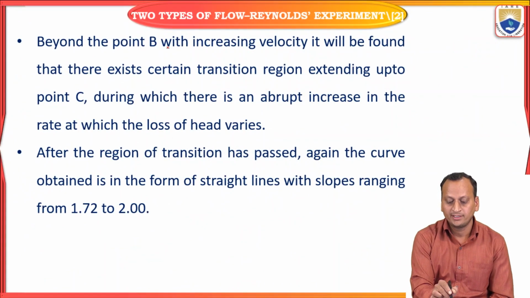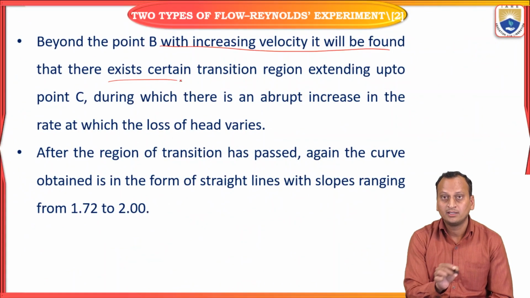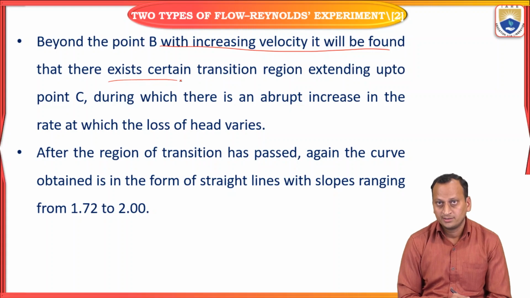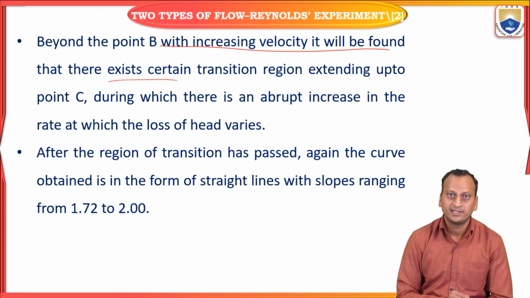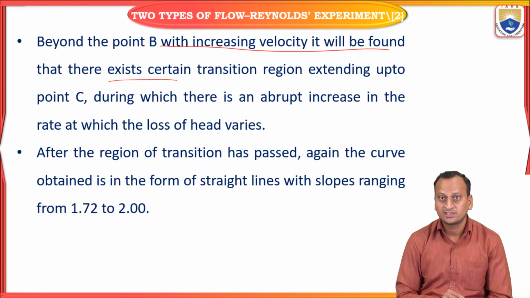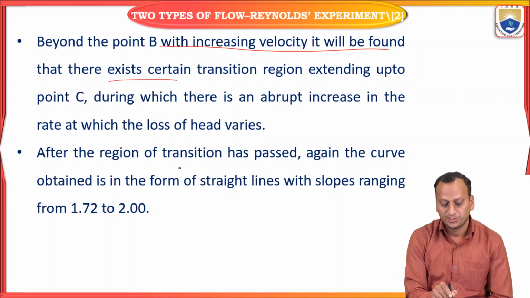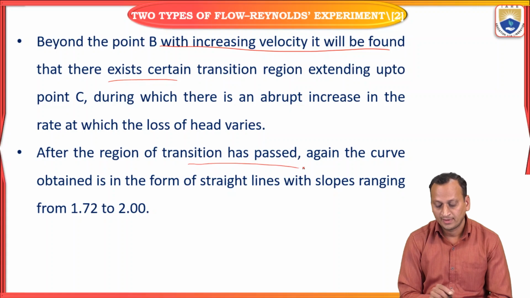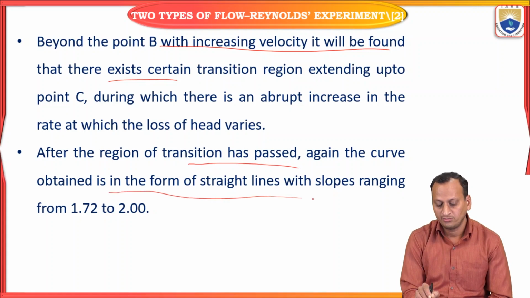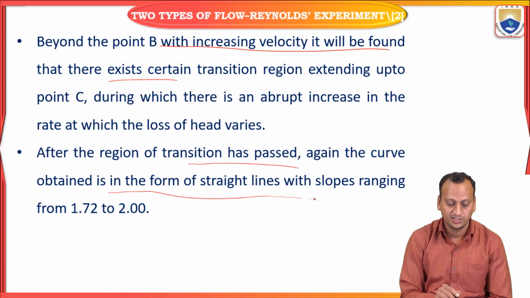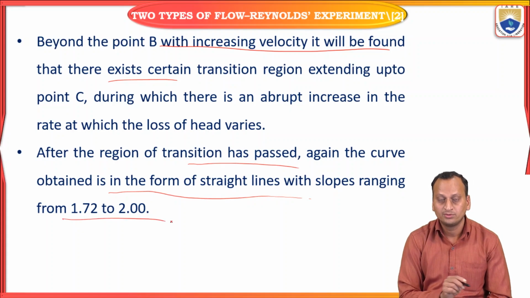Beyond point B, as the velocity is increased, there exists a certain transition region extending up to point C, during which there is an abrupt increase in the rate at which the loss of head varies. After the region of transition has passed, again the curve is obtained in the form of a straight line with slopes ranging from 1.7 to 2.